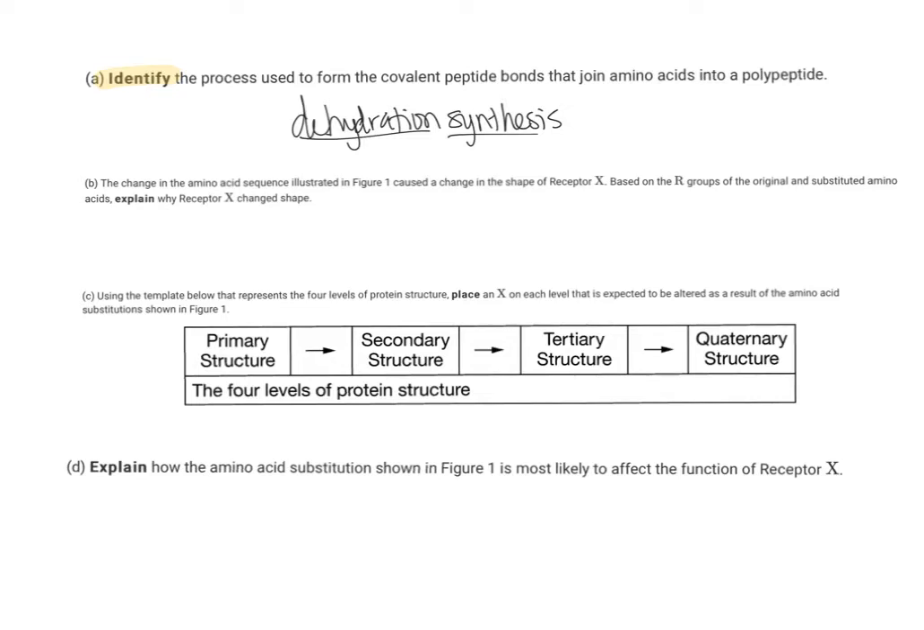Question B. The change in the amino acid sequence illustrated in figure 1 caused a change in the shape of receptor X. Based on the R groups of the original and substitute amino acids, explain why receptor X changed shape. Okay, so for that, we're going to have to take a look back at the R groups that were substituted.